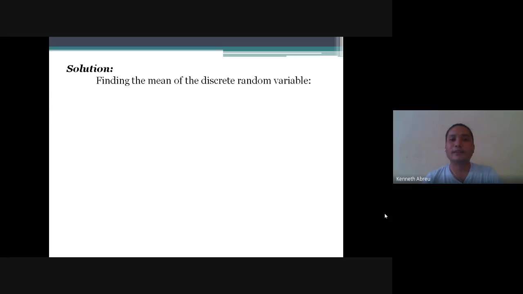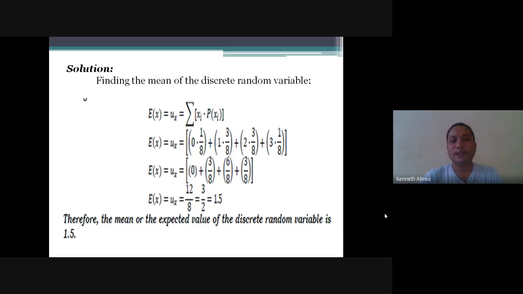Okay. Finding the mean of discrete random variable. So, since kapag walang babae, 1/8, kapag isang babae, 3/8, kapag dalawang babae, 3/8, at kapag tatlong babae, 1/8. Yun yung isa-substitute natin sa formula natin. So, expected value or the mean value is equivalent to 0 times 1/8 plus 1 times 3/8 plus 2 times 3/8 plus 3 times 1/8.